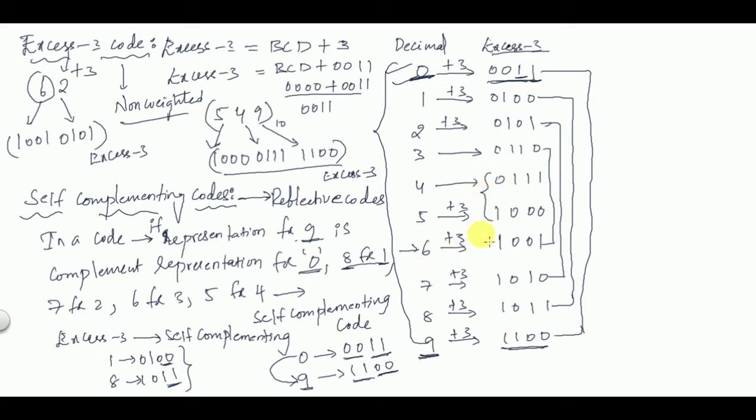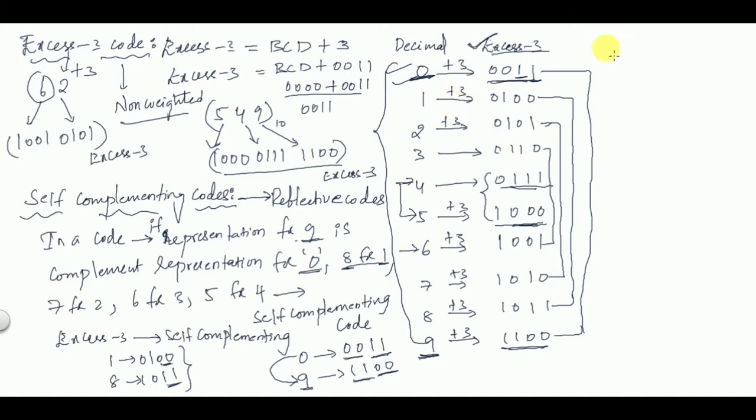Similarly, for these two also, 0111 is there, so here 1000 is there. Wherever zeros are there, you have ones here, and wherever ones are there, you have zeros here. So the code for 4 is the complement code for 5. Similarly, the code for 3 is the complement code for 6. Similarly, the code for 2 is the complement code for 7, 1 for 8, and 0 for 9. Each and every condition is satisfied here. Therefore, we can say that XS3 code is a self-complementing code.